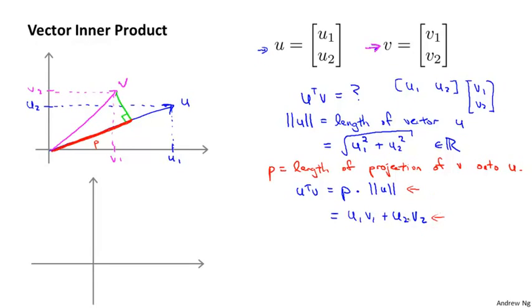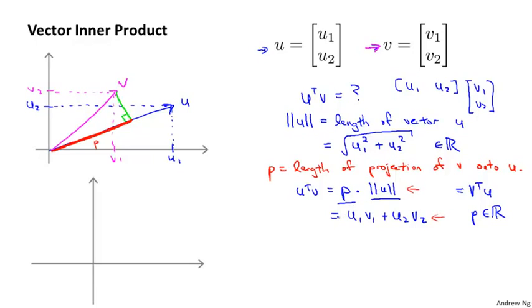And by the way, u transpose v is also equal to v transpose u. So if you were to do the same process in reverse, instead of projecting v onto u, you could project u onto v, then do the same process but with the roles of u and v reversed, and you should get the same number, whatever that number is. And just to clarify what's going on in this equation, the norm of u is a real number, and p is also a real number, and so u transpose v is the regular multiplication of two real numbers, the length p times the norm of u.